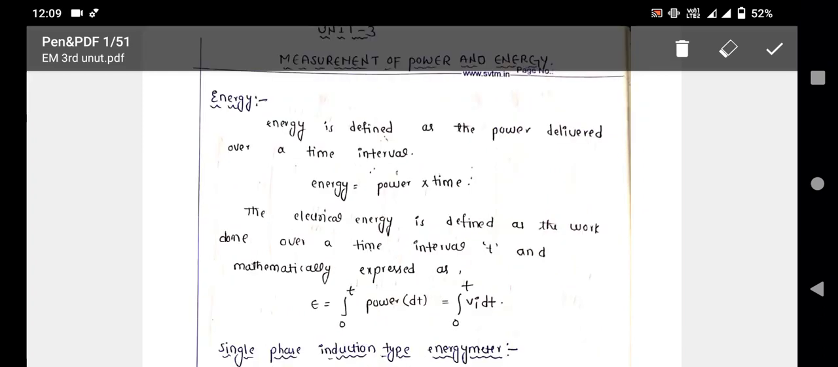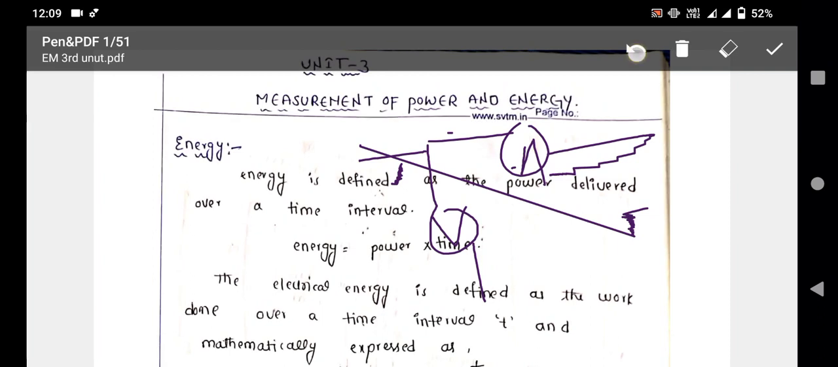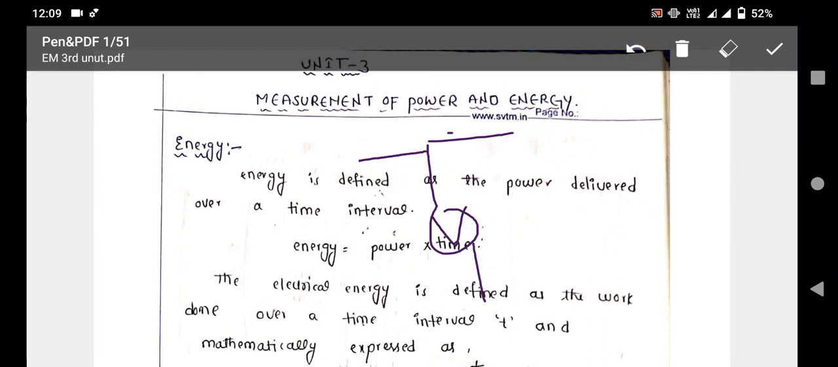How to measure power? As the name says, the unit of this chapter is measurement of power and energy. How to measure the power? By taking one voltmeter and one ammeter connected across the load, we can measure the power. That method is known as the voltmeter ammeter method. In this method we can measure the power, but some errors will come because of the voltmeter.